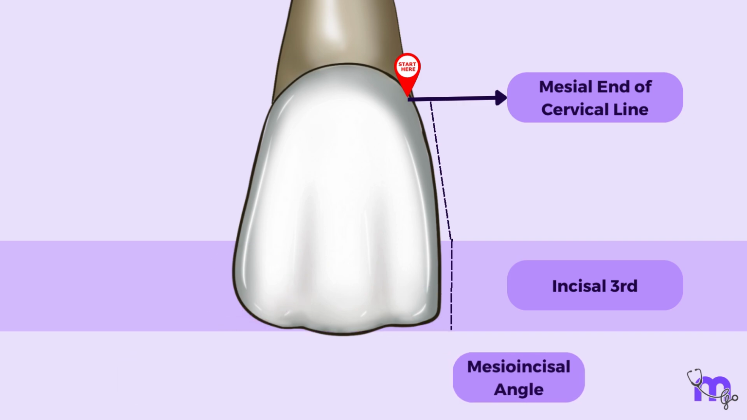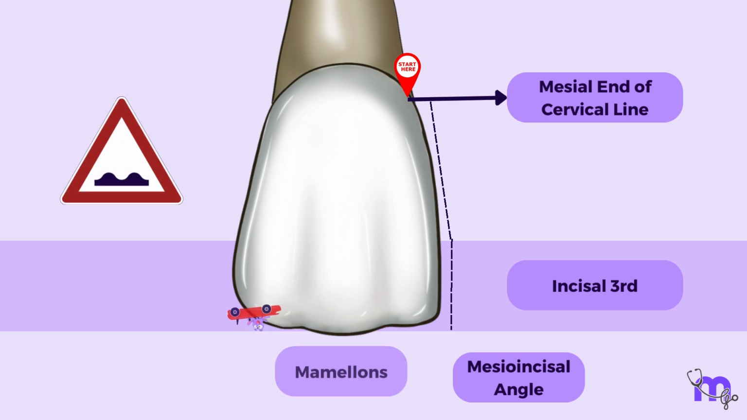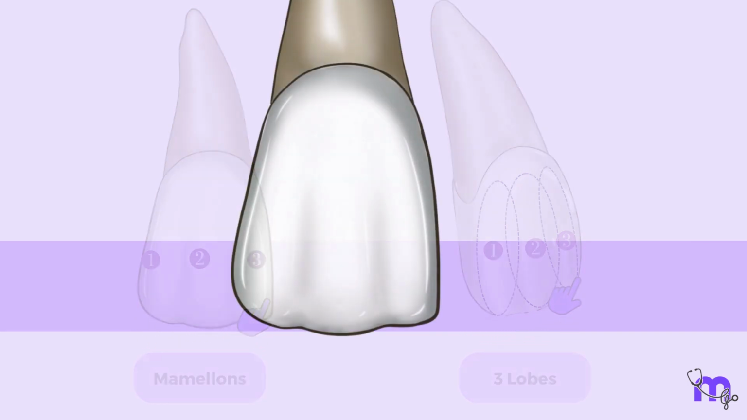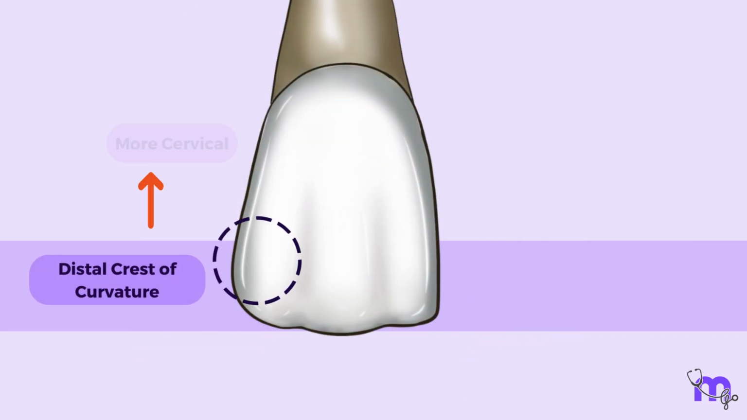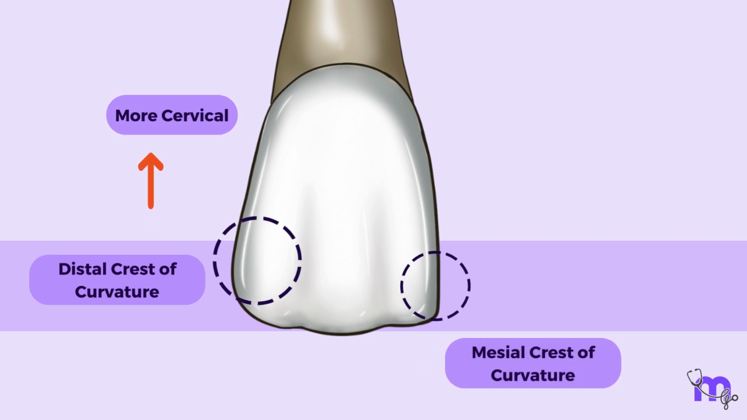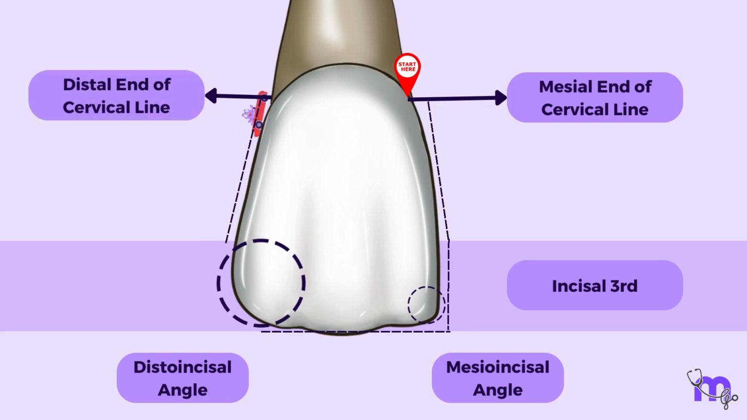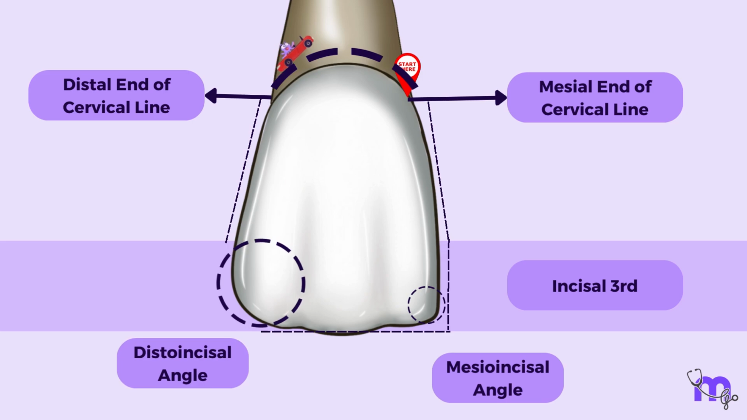This surface may, however, show 3 bumps in the outline, which represent the mamelons formed by the 3 lobes labially. The maximum curvature on the distal side is more cervical than the mesial crest of curvature, but remains in the incisal third of the tooth. After the crest of curvature, it follows a nearly straight outline till the distal end of the cervical line. Labially, the cervical line is rounded and semicircular.